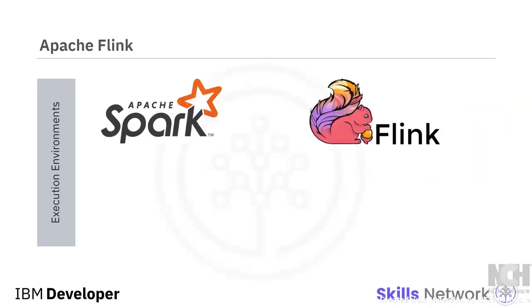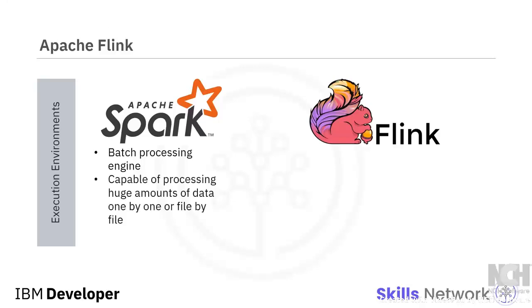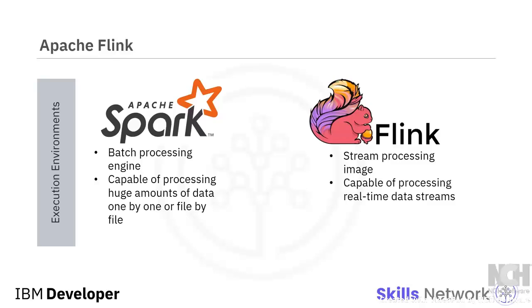Apache Flink was developed after Apache Spark continued to gain market share. The key difference between Apache Spark and Apache Flink is that Apache Spark is a batch data processing engine capable of processing vast amounts of data file by file, whereas Apache Flink is a stream processing engine with its main focus on processing real-time data streams. And although both engines support both data processing paradigms at the same time, Apache Spark is the choice for most use cases.